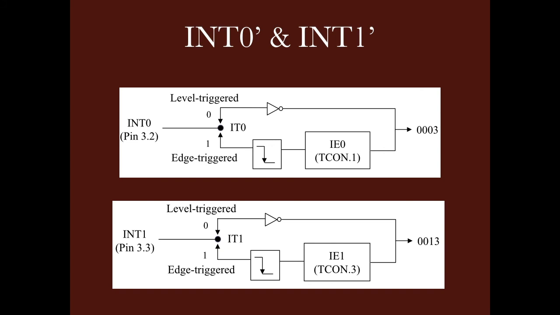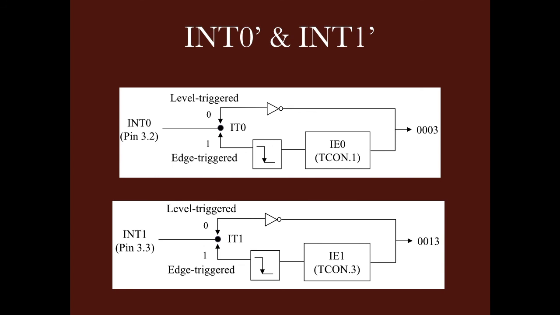In level triggered mode, these 2 pins are normally high, and whenever there is a low level received or a low level signal is applied, it triggers the interrupt, and the microcontroller simply stops whatever it is doing and jumps to the interrupt vector location as given in the diagram, 0003 for INT0 and 0013 for INT1.